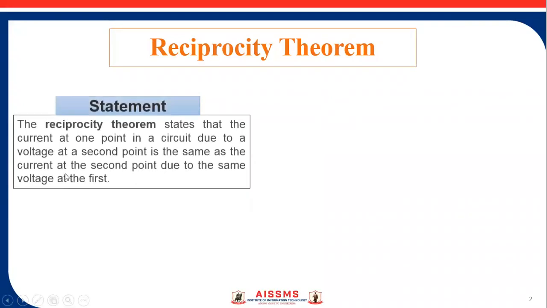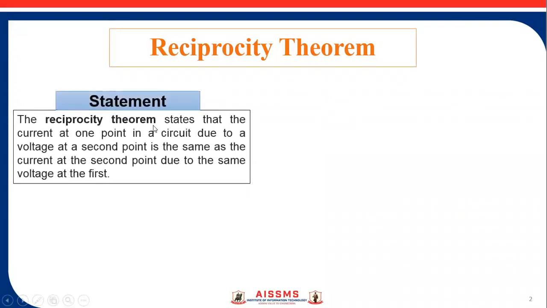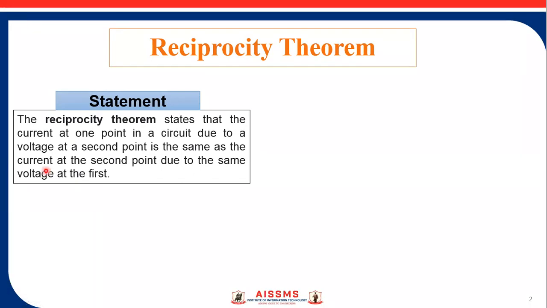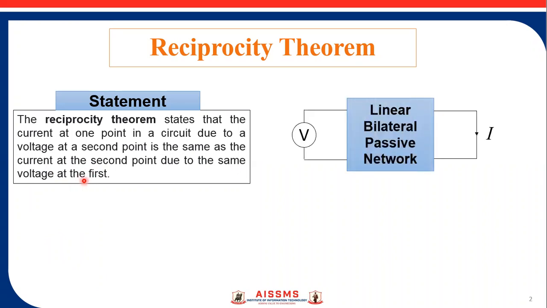Reciprocity theorem. Statement: the reciprocity theorem states that the current at one point in a circuit due to voltage at a second point is the same as the current at the second point due to the same voltage at the first.